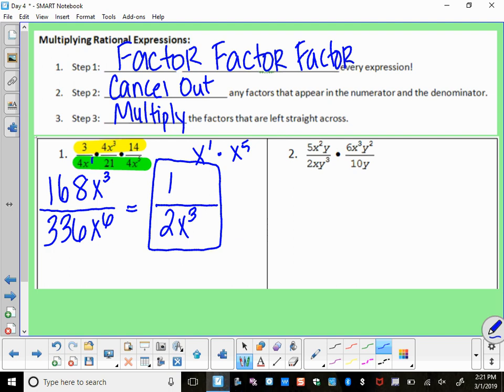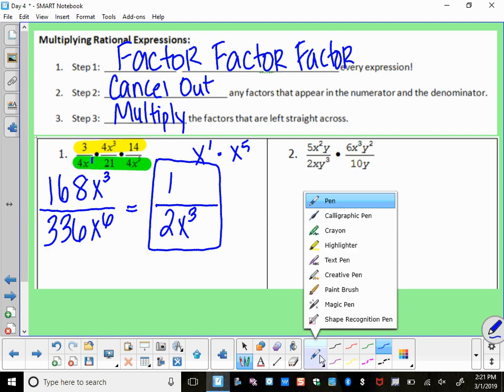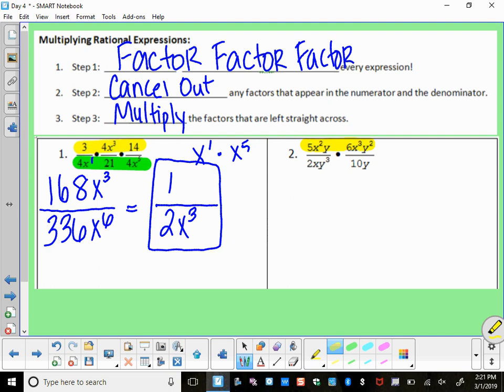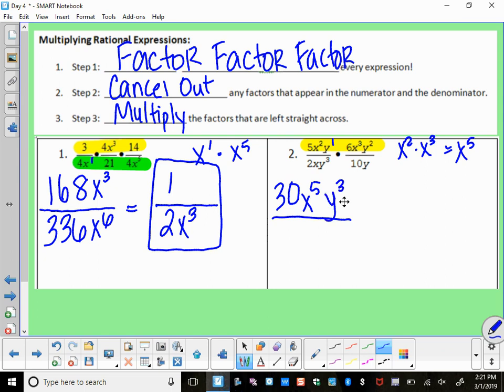All right, look at number 2. On top, let's multiply. What's 5 times 6? 30. All right, then I have x to the second times x to the third. What does that give me? X to the fifth. Good. Just add them all up. Then I have y to the first times y to the second. So I'm left with y to the third.